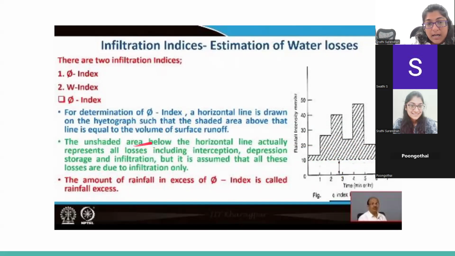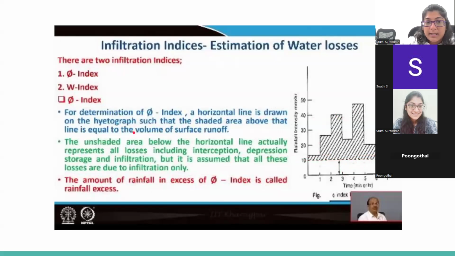Here, all the unshaded area, the bottom area, represents all the losses, including not only infiltration but also interception losses. That is, when water falls, the leaves and the canopy intercept this rainfall, and some of the water lies on the surface or trickles down the stem, but does not reach the ground surface. Then there are depression storages: water won't run off, there will be small holes where water will stay, and also infiltration. All of these are included, and any water coming in excess of this line is going to go off as runoff.